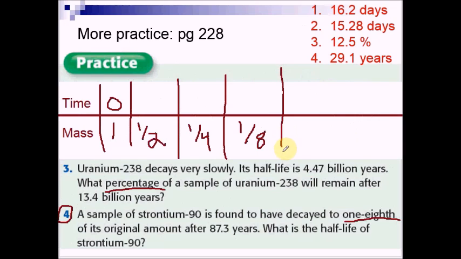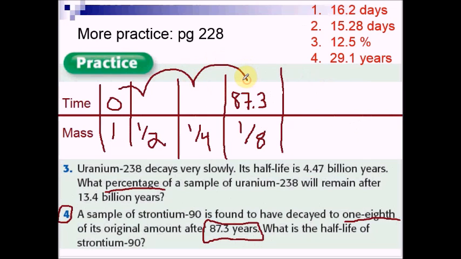So I kind of need to go backwards here, but after I have an eighth left, 87.3 years has passed. So what is 1 half-life? So we just need to figure out what 1 half-life is. Well, it took us 1, 2, 3 half-lives to get to 87.3 years. So if I want to know what that increment is, I just have to divide by 3.